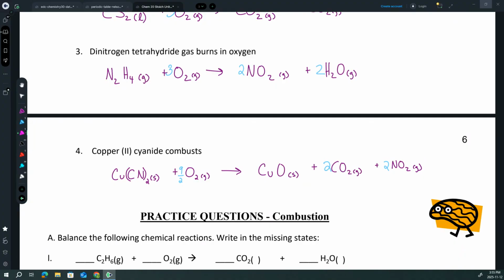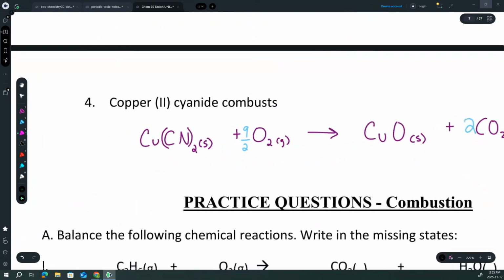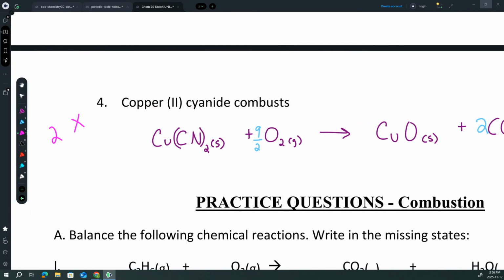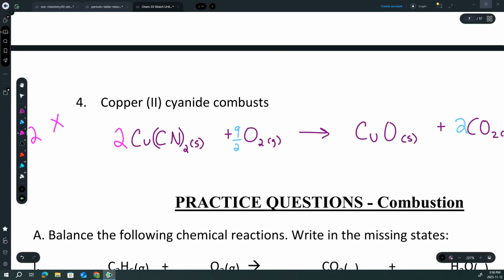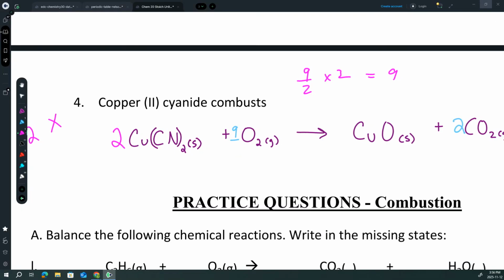We can times everything in this equation by 2. Why are we timesing it by 2? Because of the denominator here. Okay, it will get rid of that denominator. So if we times everything by 2, this is what will happen. We will get 2 molecules of copper 2 cyanide. 9 over 2 times by 2, that's just going to give us 9. Okay, you can put that in your calculator. I already wrote out the math on this just previously. I just erased it. Okay, but we can go just 9 right there.